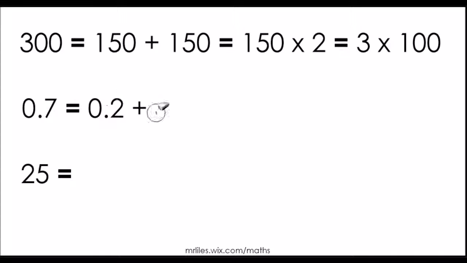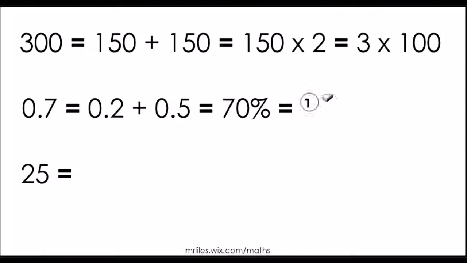0.7 can be made by adding 0.2 and 0.5. That equals 70%. It also equals 1 subtract 0.3. And it also equals 7/10. All of these are equal to 0.7.